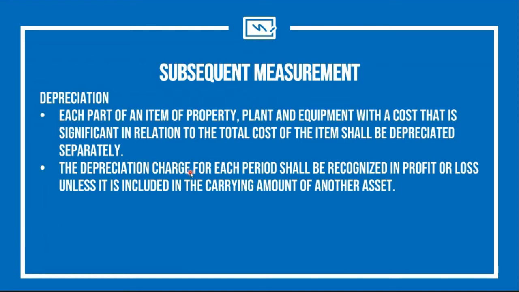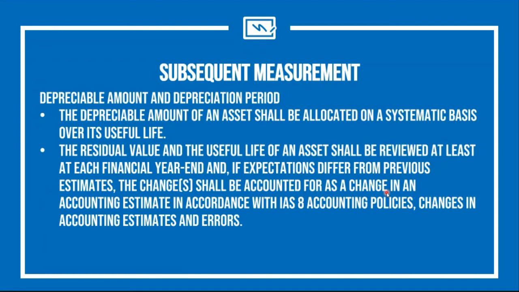The depreciation charge for each period shall be recognized in profit or loss unless it is included in the carrying amount of another asset. Okay? Meaning, the depreciation is either going to be part of depreciation expense or it is going to be capitalizable to another asset, particularly if the depreciation is part of the capitalizable cost of another item. Example, the depreciation of a factory equipment is actually a capitalizable cost of your inventory because it is part of factory overhead. So, that's basically what it means.